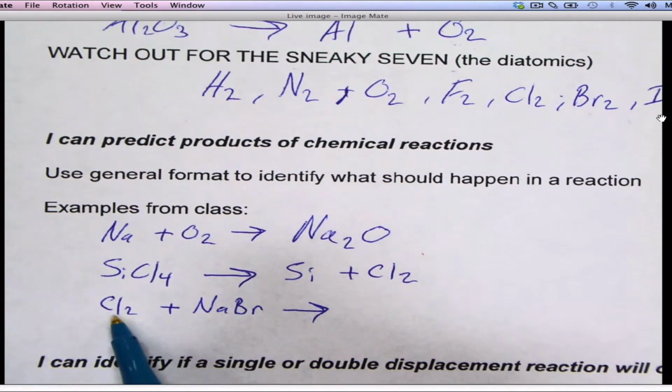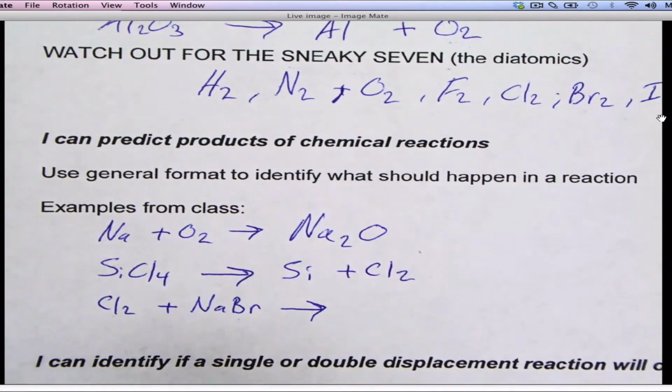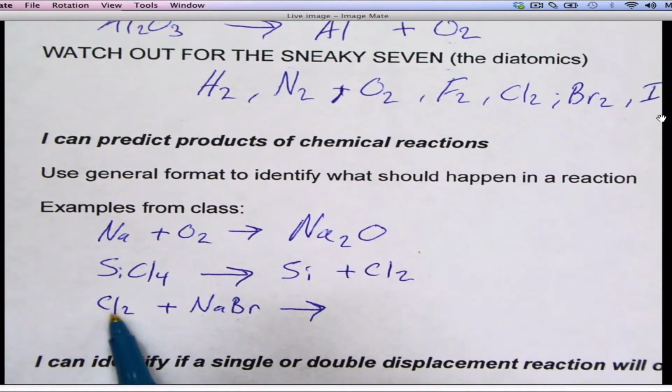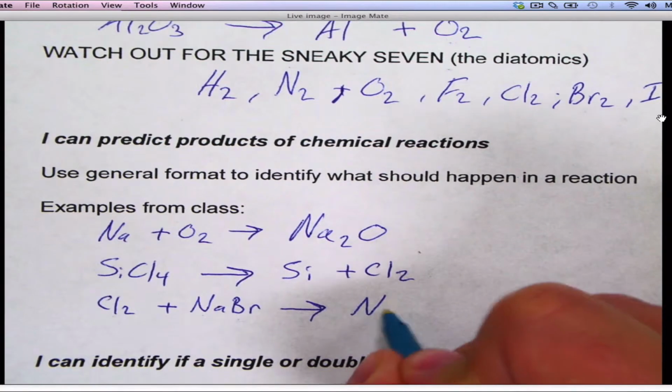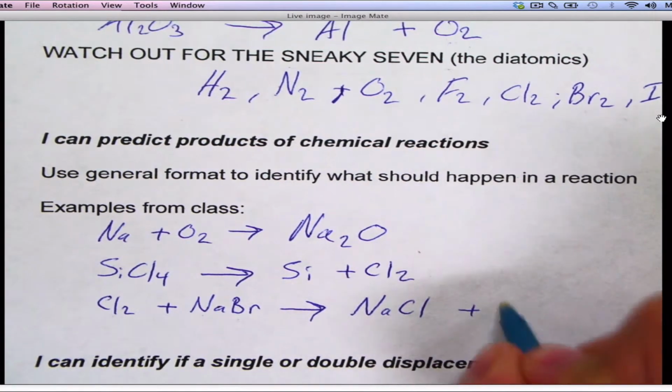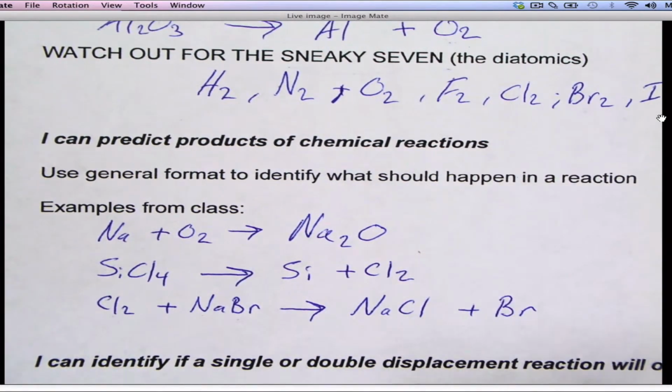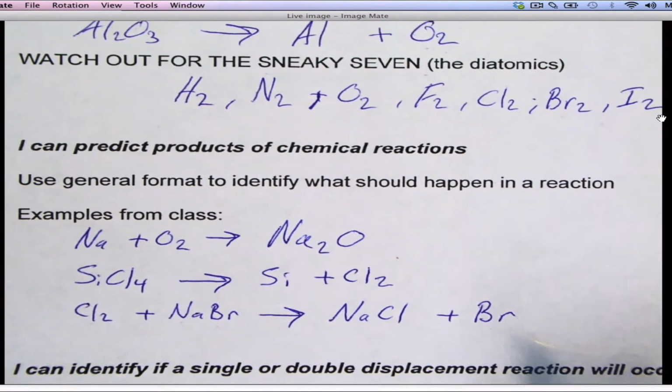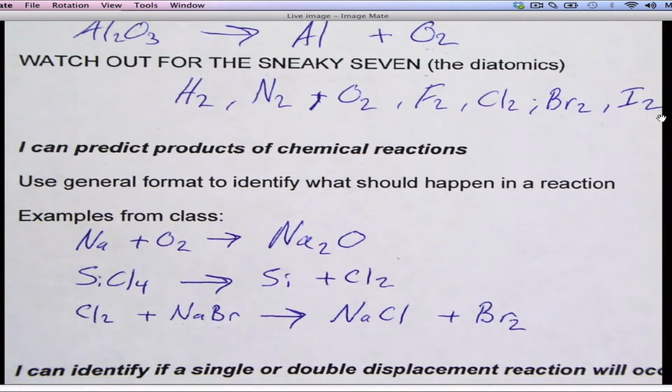So this Cl is going to switch with the Br. So the big question would be, how do I know if it's going to switch with the Na or the Br? Well, chlorine's a nonmetal, it's going to switch with a nonmetal. Whereas if this was a metal, it's going to switch with the metal. So metals switch with metals and nonmetals switch with nonmetals. So now the Na now goes with the Cl and the bromine now goes by itself. Check for diatomics. Nope. Is bromine one of the diatomics? Or a sneaky 7? And yes it is, so it needs to have a 2 here. Alright.